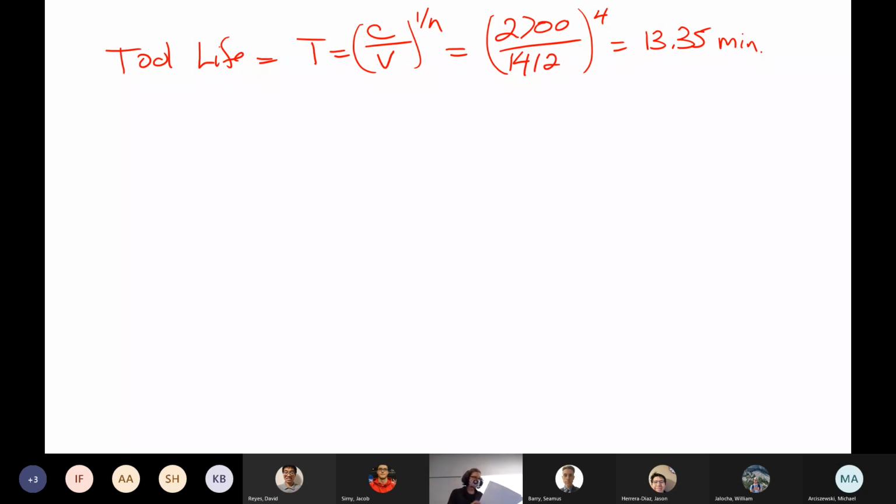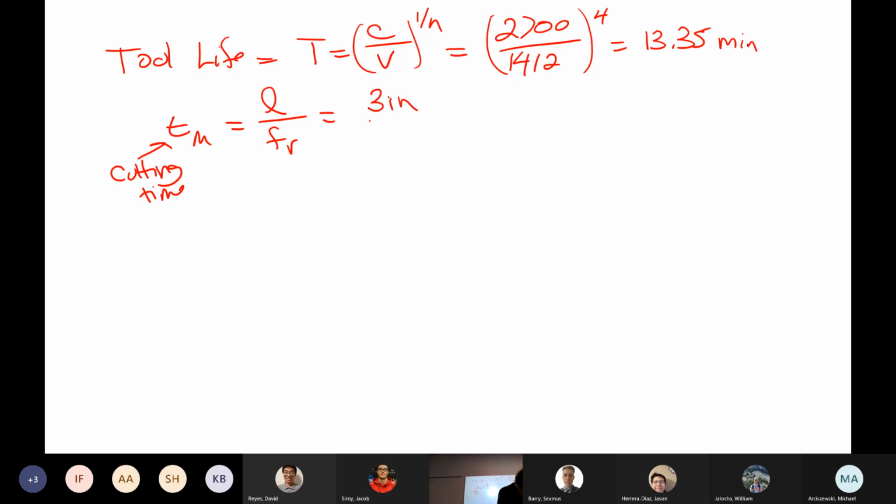Cutting time per part. So our time to machine, this is our cutting time. That's equal to length divided by F sub R. That one makes perfect sense. So we are 3 inches divided by 30.4 inches per minute. That is equal to 0.99 minutes. And then we could actually also get our estimated number of parts per machine, per tool as well.